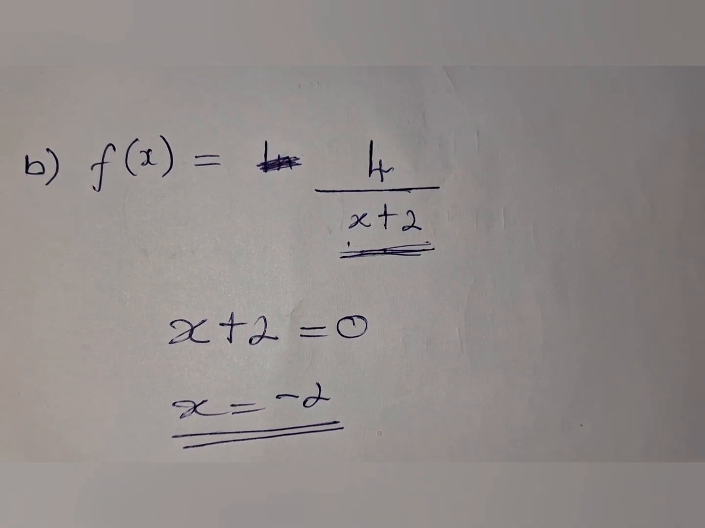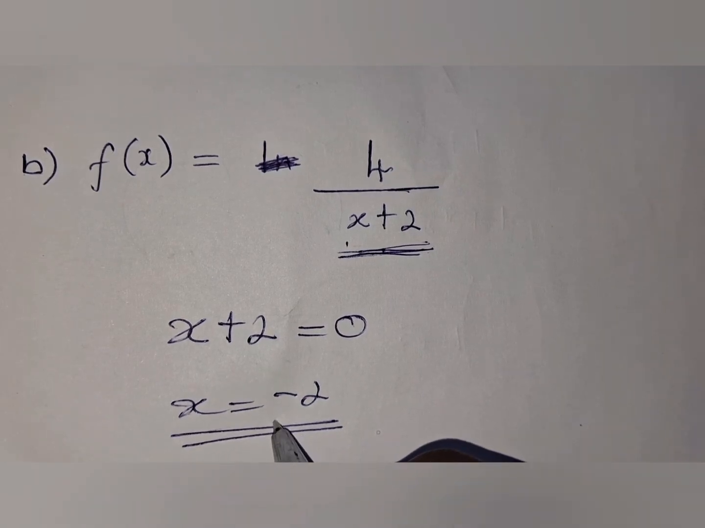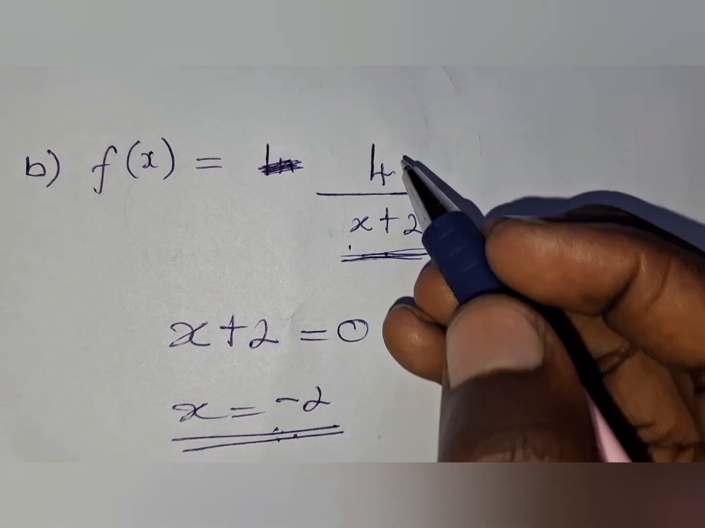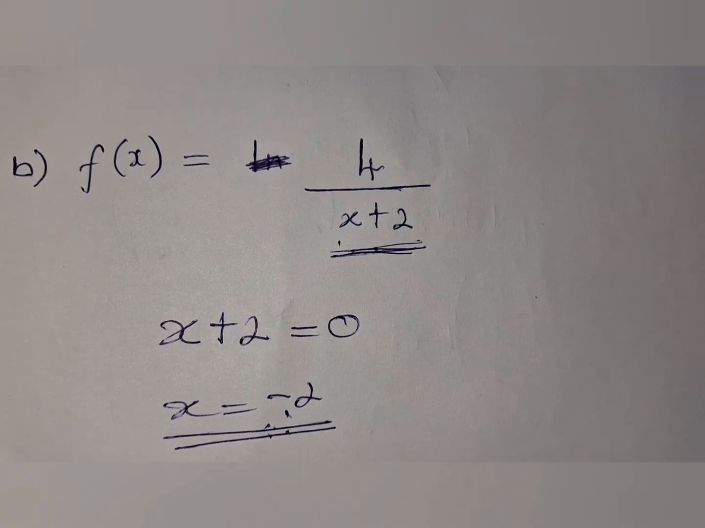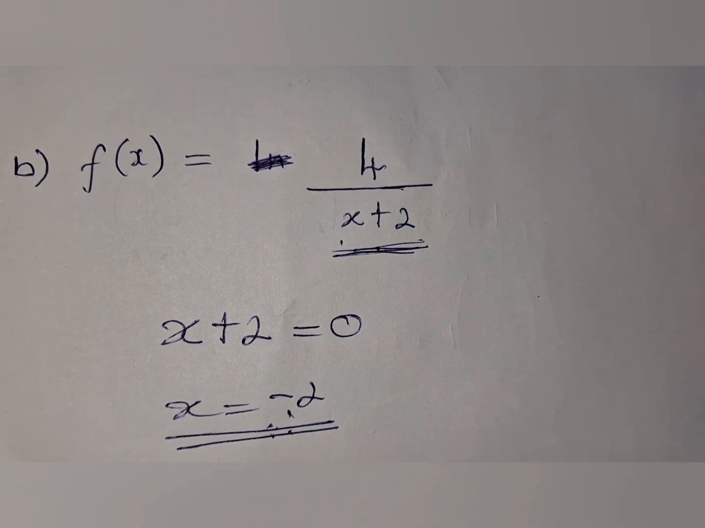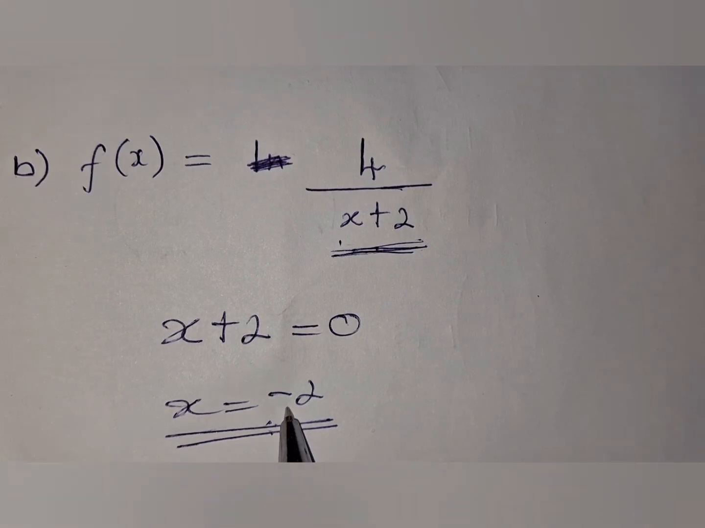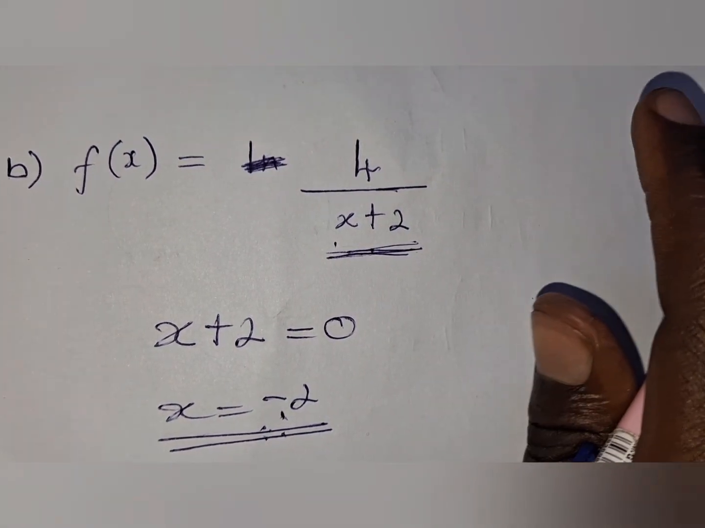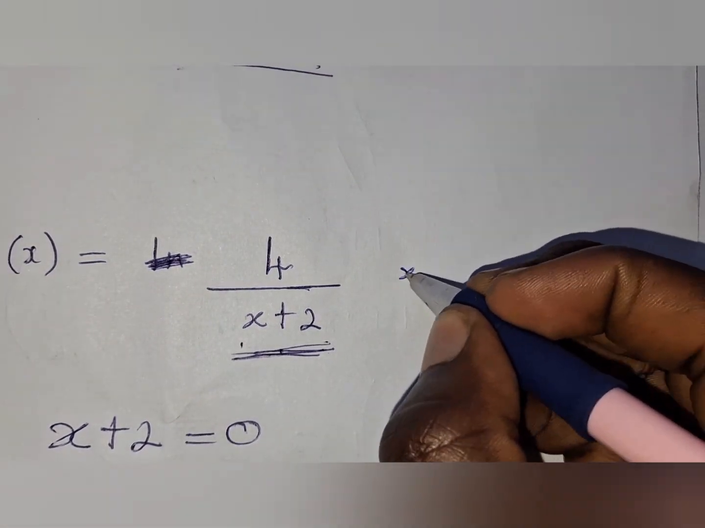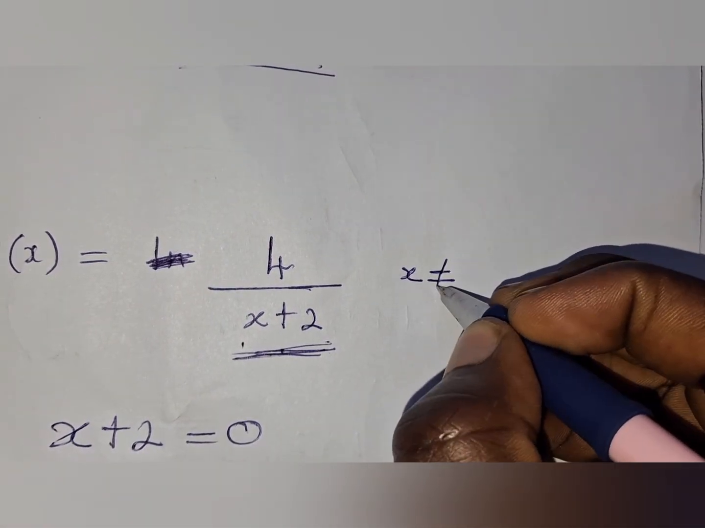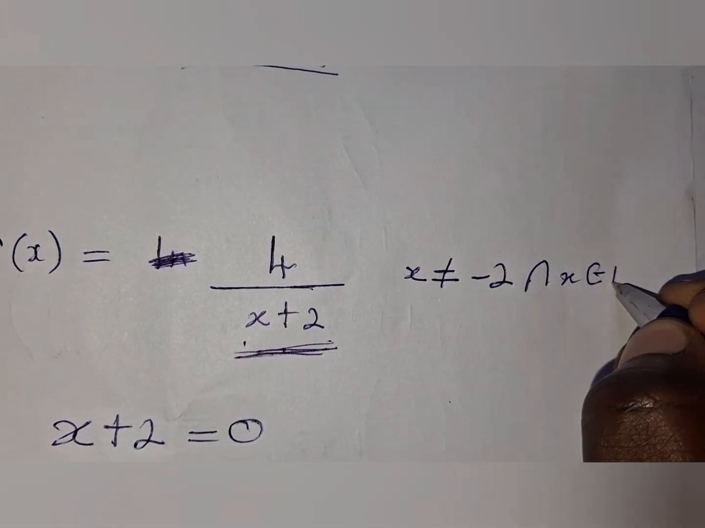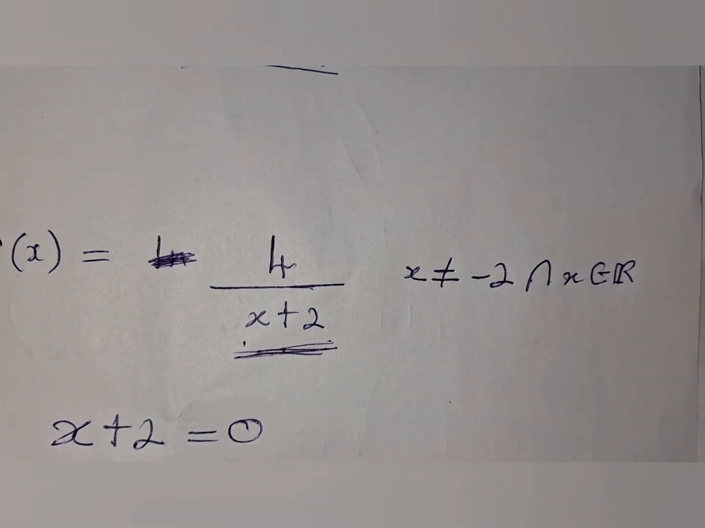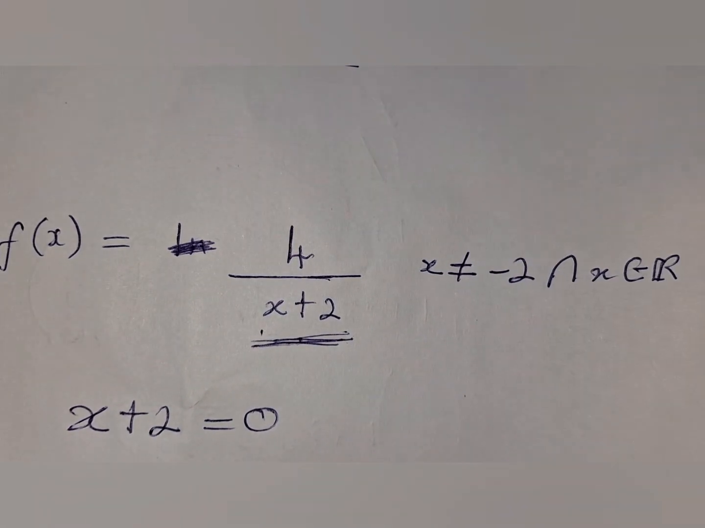Now, since x is negative 2, this is the value that causes this f of x to be undefined, which means that this value is the value that we do not want in our domain. All the other values you may take, but not negative 2. So what is going to be your domain in this case? Your domain in this case is going to be x is not equal to negative 2, and x is an element of real numbers. So ladies and gentlemen, I hope you know how to find the domain.